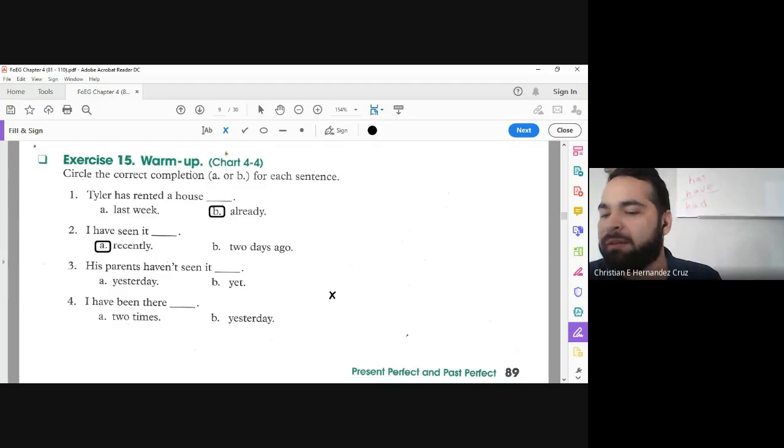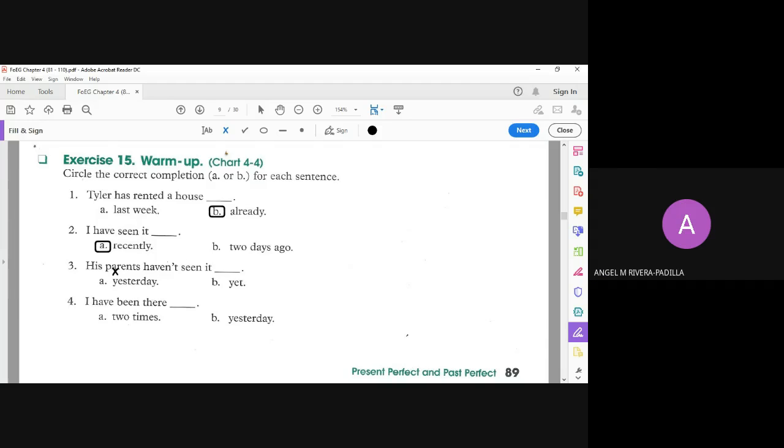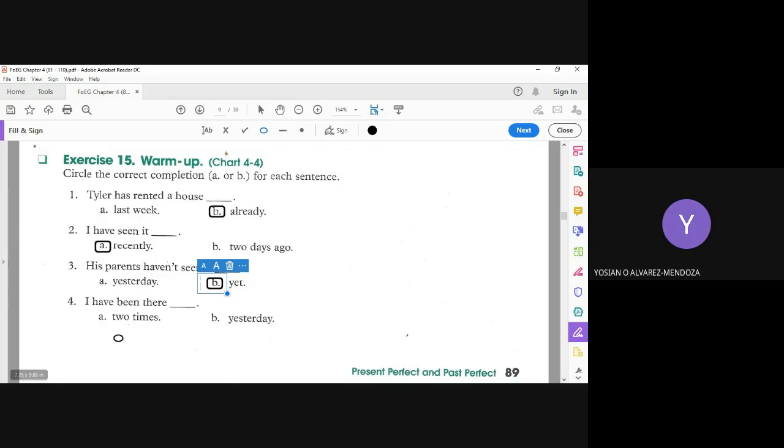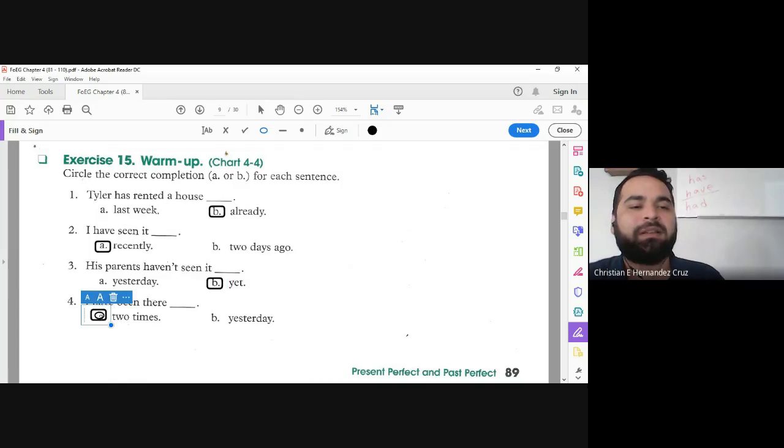Very good. Number 3, his parents haven't seen it yet. Okay, very good. I have been there 2 times, or I have been there yesterday. 2 times. Okay.